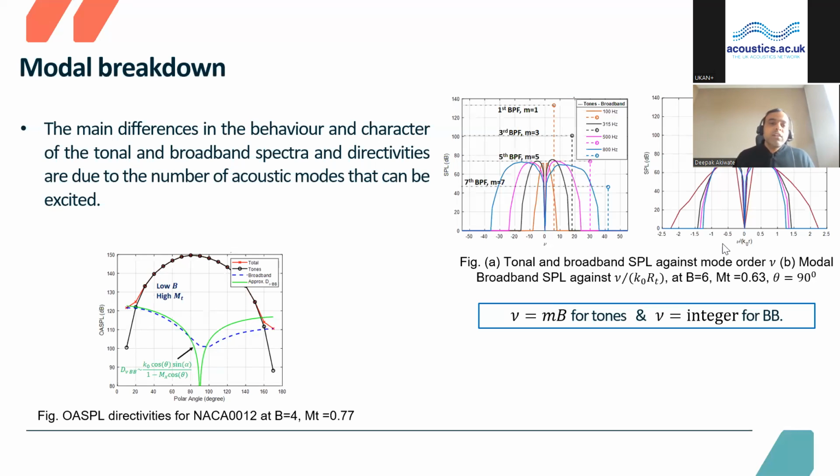This behavior can also help to explain the directivity, where in the bottom figure I have plotted OSPL over a range of polar angles going from 10 degrees to 170 degrees. Obviously we can see that the tonal noise peaks around the plane of rotation, which is close to 90 degrees, while the broadband noise is a minimum near the plane of rotation, because as you go away from the plane of rotation, the number of modes that contribute to the broadband noise increases.